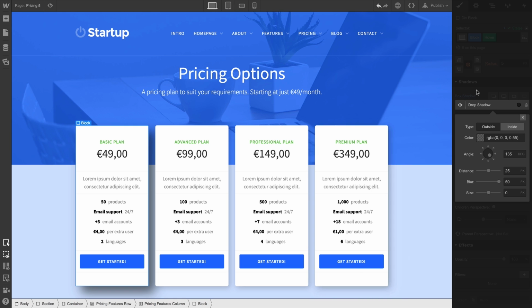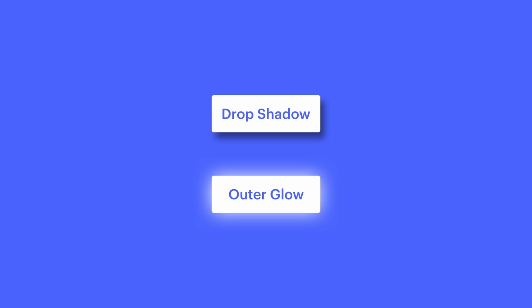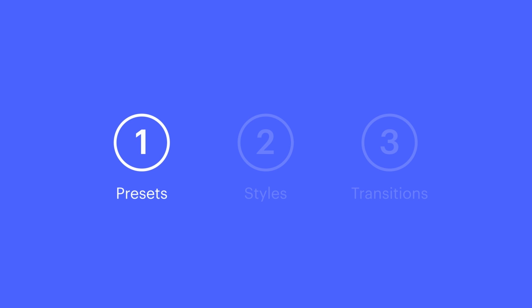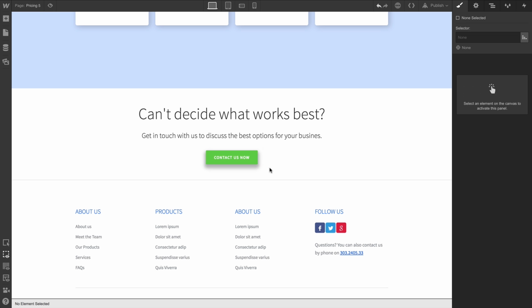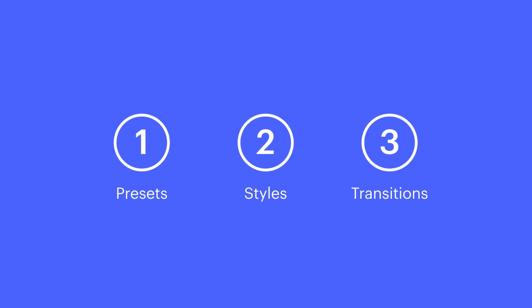So let's recap. We can use shadow presets like drop shadow or outer glow as great starting points. We can make style adjustments to our box shadows like color and distance, and of course, we can control states and transitions. That's our crash course on box shadows.